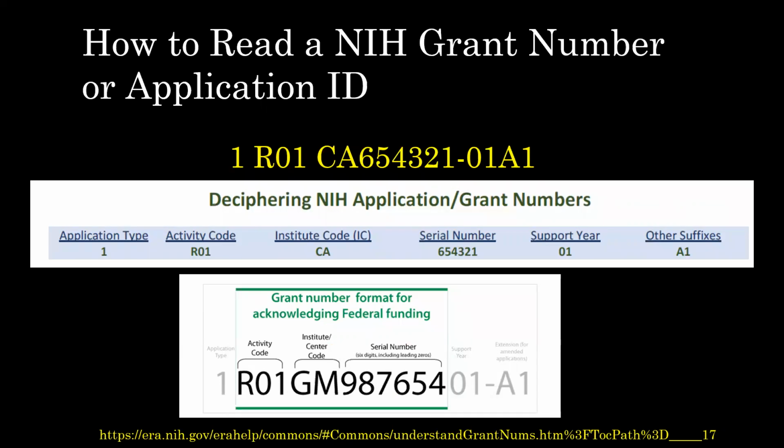How to read an NIH grant number or application ID. The application type, the activity code, the institute code, serial number, and support year, and other suffixes help us to determine what kind of funding mechanism we have, which agency is funding us, and then the serial number identifies that specific grant. So again: the application type, the activity code, institute code, serial number, support year, and the other suffixes.